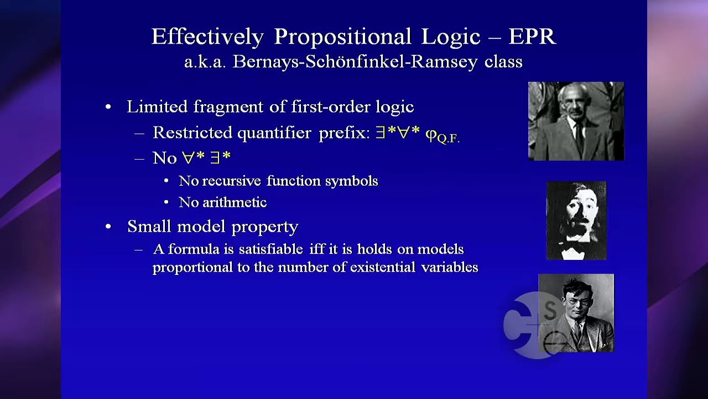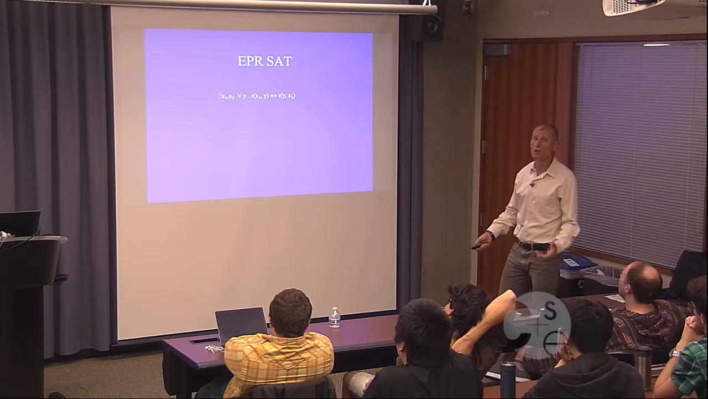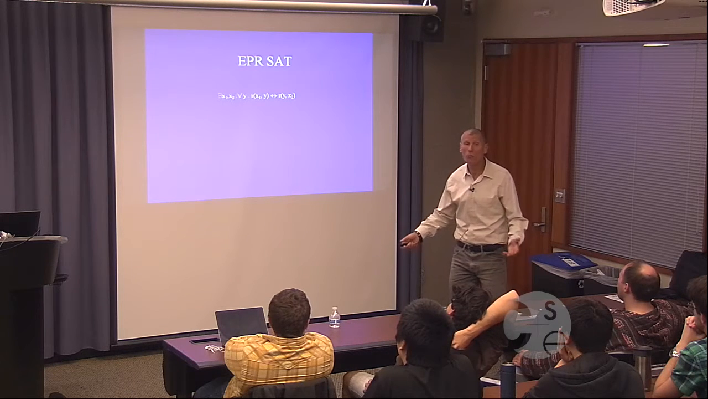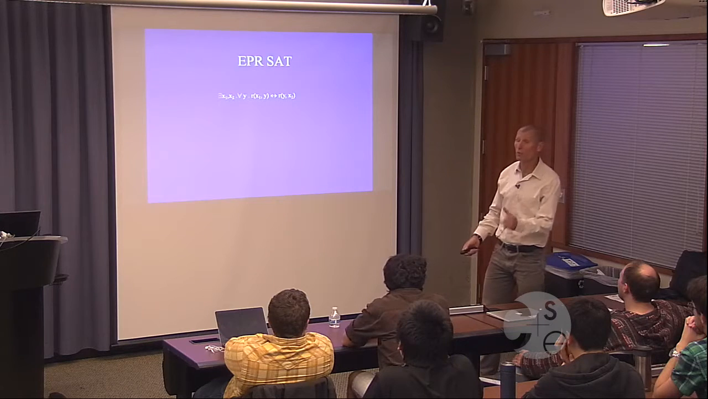We have what we call effectively propositional. Effectively propositional is a limited fragment of first order logic, which is restricted when you have exists and for all, and you don't have real function symbols, and therefore, as Amina said, we have a small model property. Every time you have a formula, for example, here is a formula: exists x1, x2, such that for all y, r(x1, y) if and only if r(y, x2). You want to check it. Usually you need to check it on an unbounded world, but this formula is satisfiable if and only if it's satisfiable on a small world.